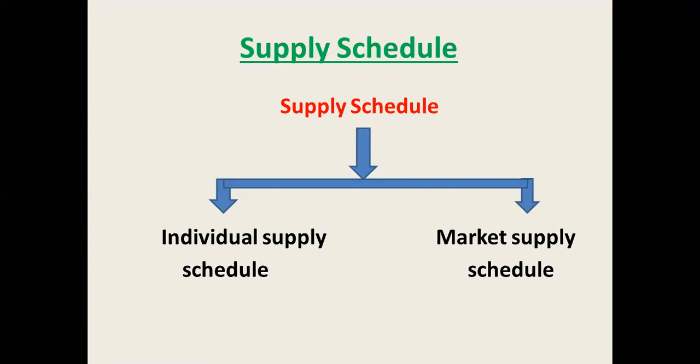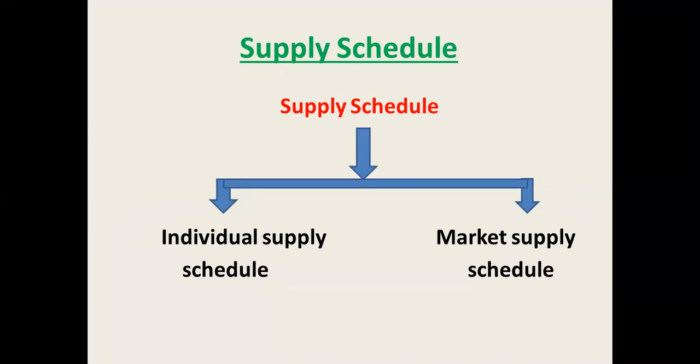In the last video, we discussed one of the most important examples, the agricultural or farmers-related example. In this video, we discuss the next point, the supply schedule. There is a direct relationship between price and quantity supplied. Basically, a supply schedule is a tabular representation that explains the relationship between the price and quantity supplied of a particular commodity. There are two schedules: first is the individual supply schedule and second is the market supply schedule.